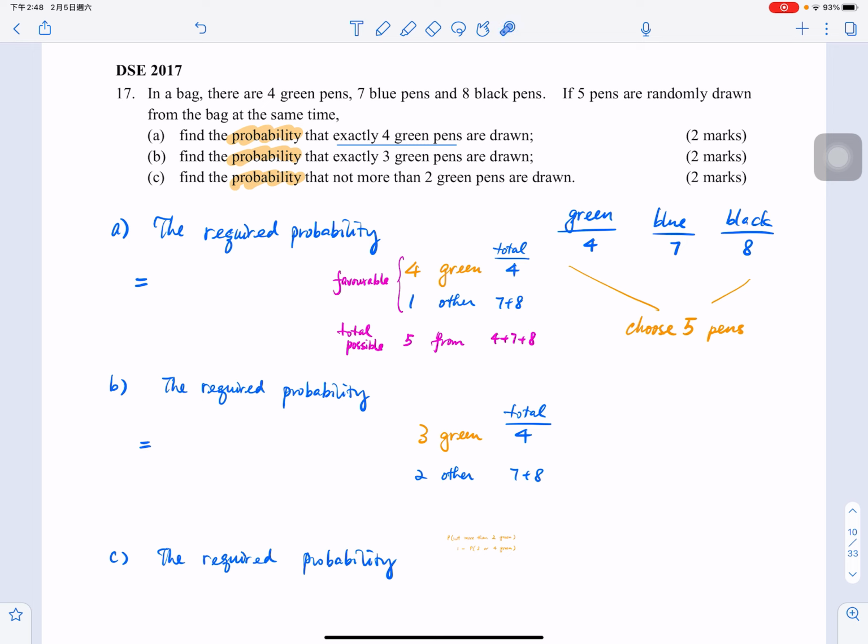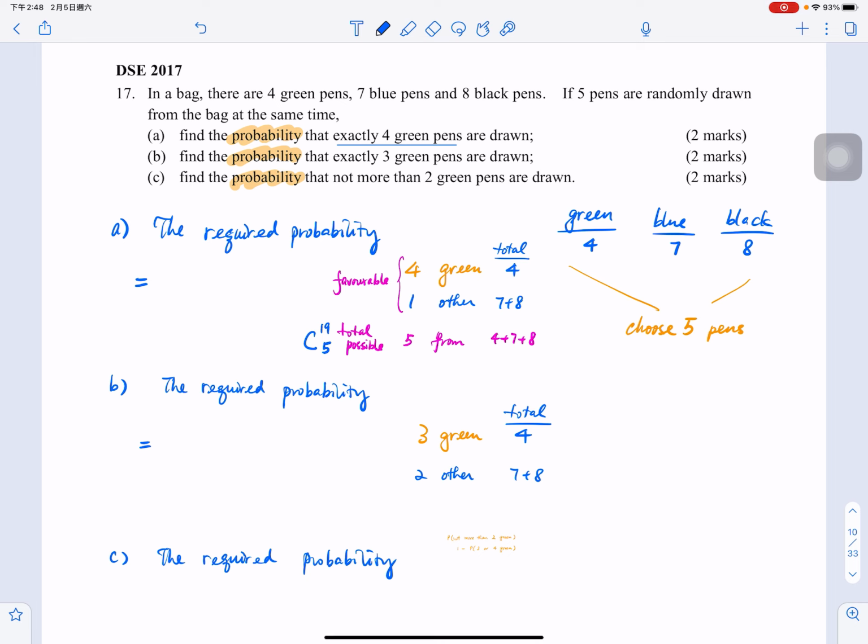So now here, that's the favorable outcomes, 4 green pens, but you need to choose 5, right? Exactly 4, that means the last one cannot be green, so 4 are green, 1 from the others, that means blue or black. So here are the favorable outcomes, that means the events. What is the total possible outcomes? You need to choose 5 from all the pens. So this one is 19C5.